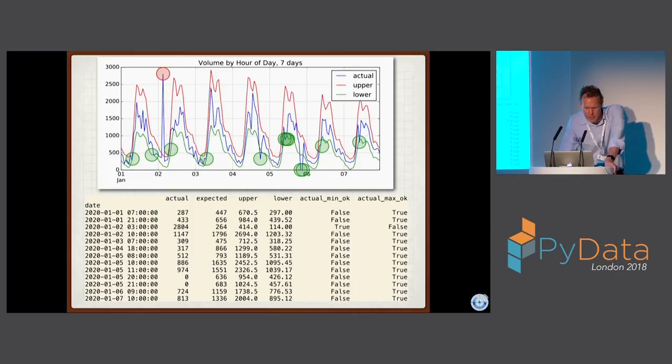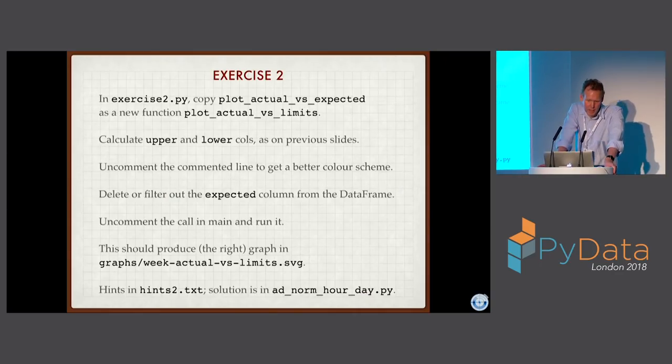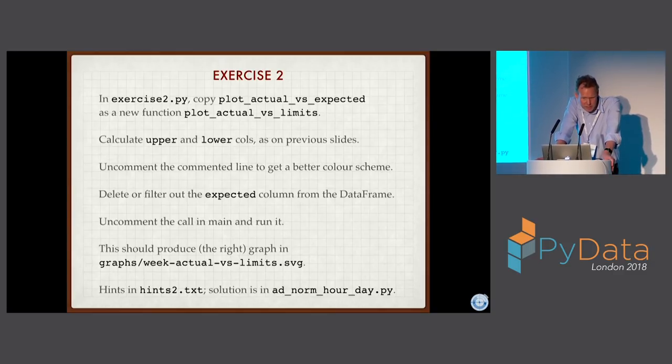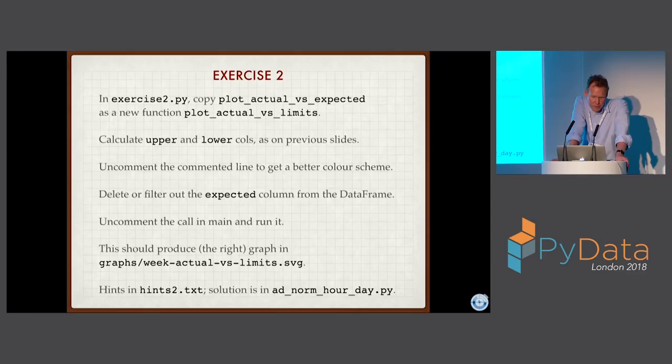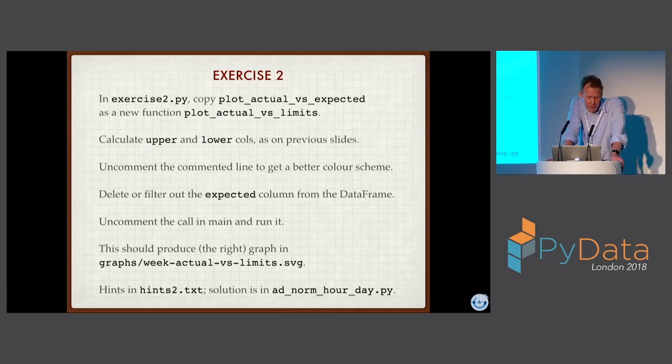But what, again, is quite interesting is to go through and actually try writing a detector that calculates that. It's not particularly hard, but it's quite interesting. So I think there's just one version of the exercise this time. If you start from exercise 2.py, which is probably in the directory with a long, helpful name like add norm hour day, I would guess. There's some starter code there that you should be able to either yourself write the upper and lower definitions or just take them out of the earlier slides.